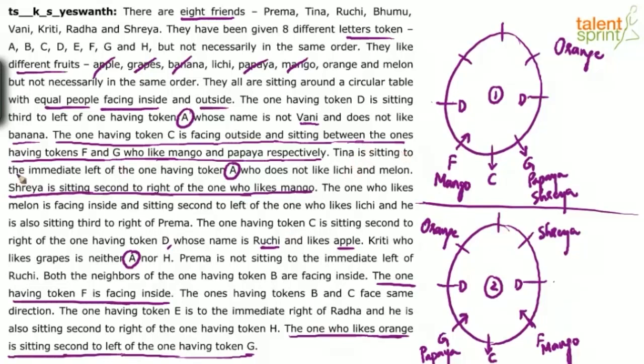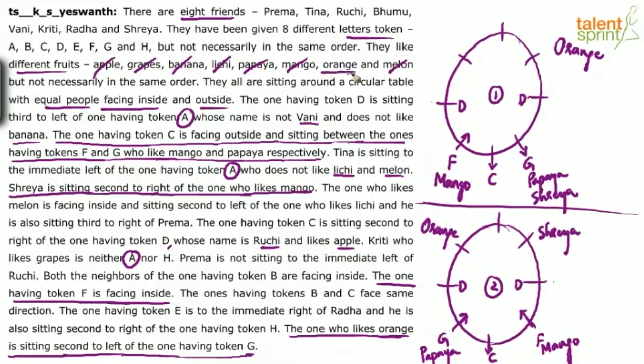Tina is sitting to the immediate left of the one having token A, who does not like lychee and melon, which means A does not like lychee and melon. So I can close out lychee and melon also. That's it. We are done.